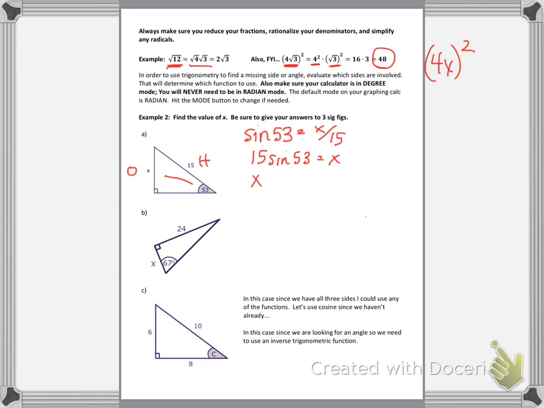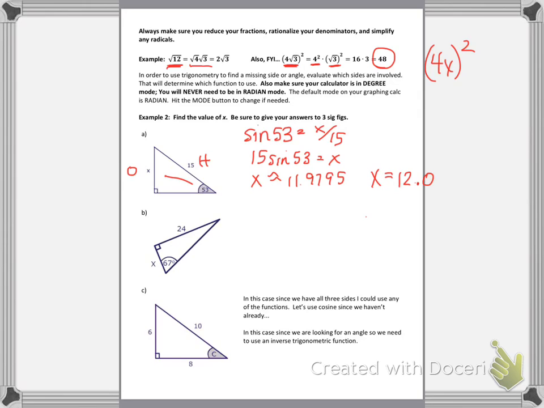You end up with x is approximately 11.9795. We want to do 3 sig figs. So the 9 would be the last sig fig, but I need to round that. So the 7 is going to make the 9 round up, which is going to make the 11 round up. So x is equal to 12.0. Do write the 0.0, that way people know that you rounded to 3 significant figures. Okay.